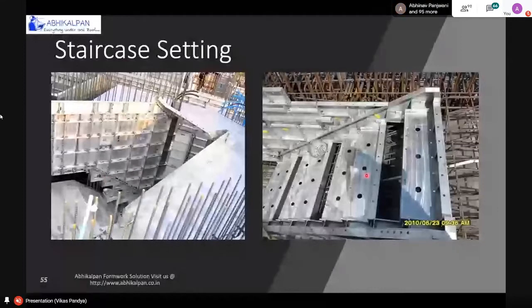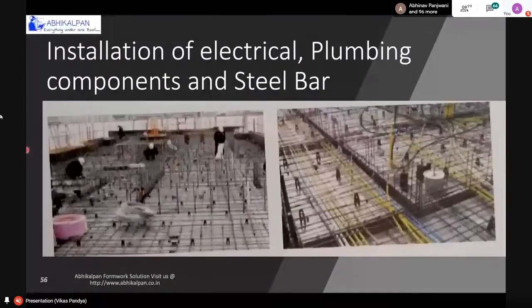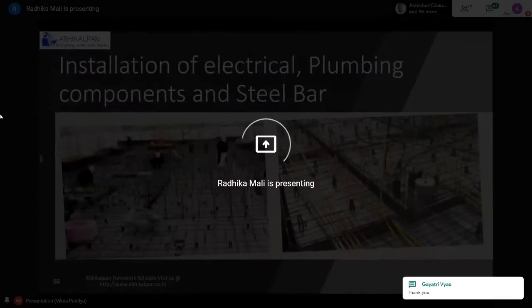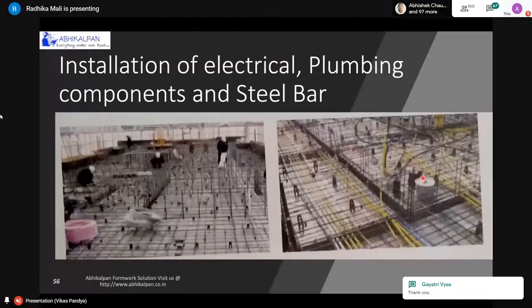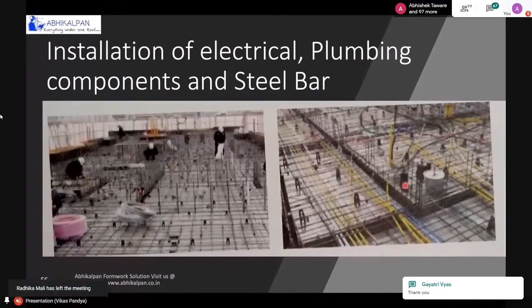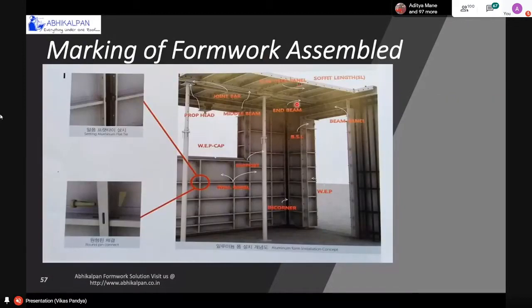After finishing the staircase and entire formwork system erection, the MEP work will follow, like electrical and plumbing lines, which we will place. The steel of the slab we will place, and then we'll go for the marking. As you can see in this picture, this is the entire erected formwork system. After the complete erection, we will go for the marking. We will mark each panel with a name, so it cannot be misplaced or mixed with another panel.